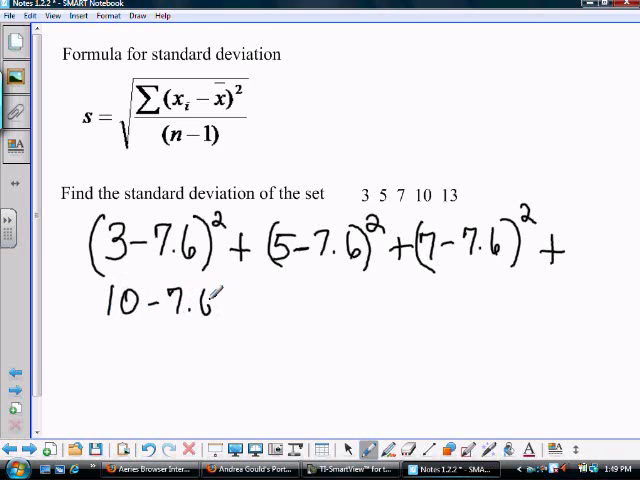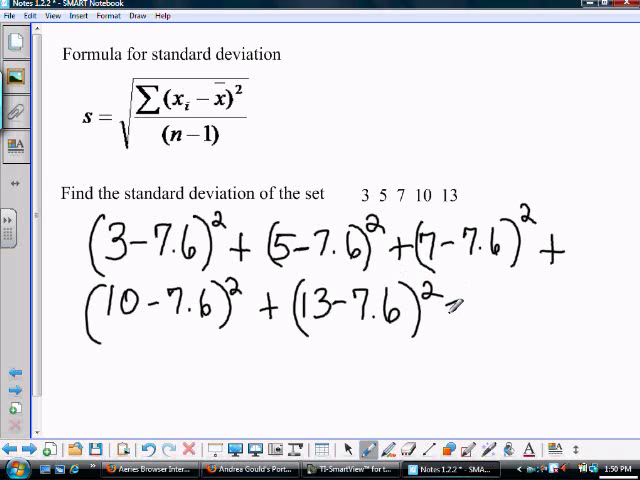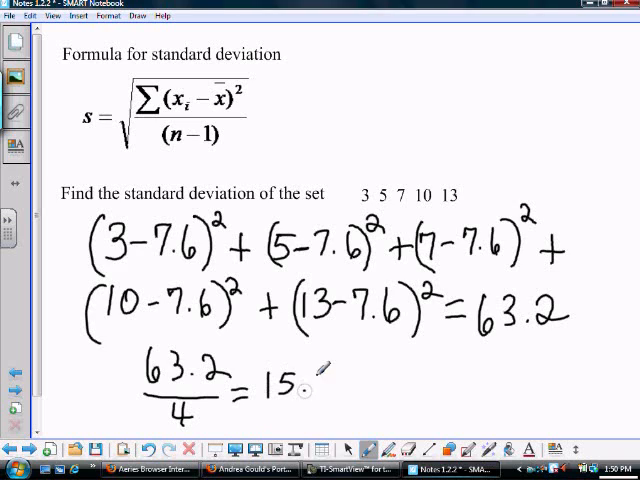By the time I get this written, you should have an answer for me. 10 minus 7.6 squared plus 13 minus 7.6 squared. I need an answer for this sum. 63.2. Okay? Now I take that sum and I divide it by 5 numbers minus 1, 4. So 63.2 divided by 4 is how much? 15.8.